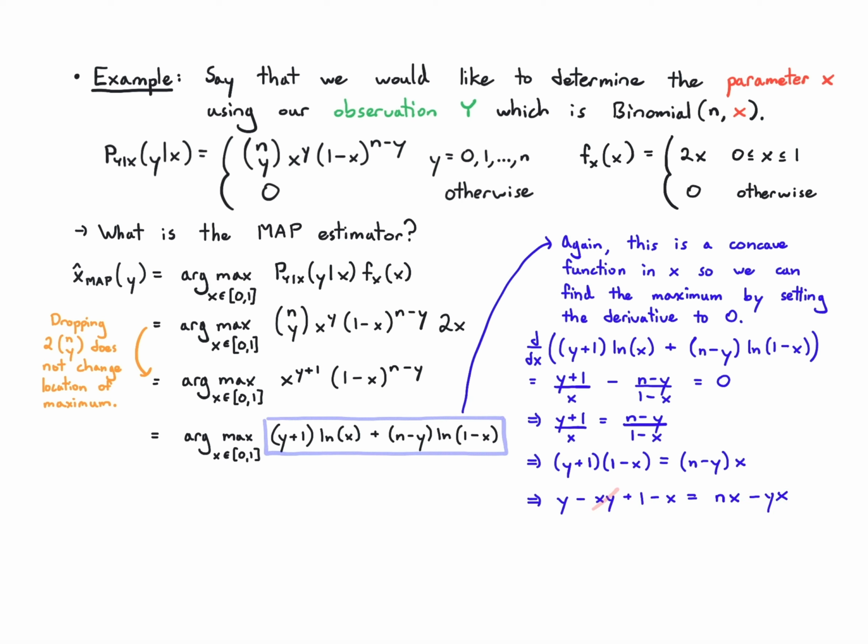So crossing out the two terms that are the same, I'm left with y plus 1 is equal to n plus 1 times x. So x hits its maximum when it's equal to y plus 1 over n plus 1. And that is my MAP estimator.